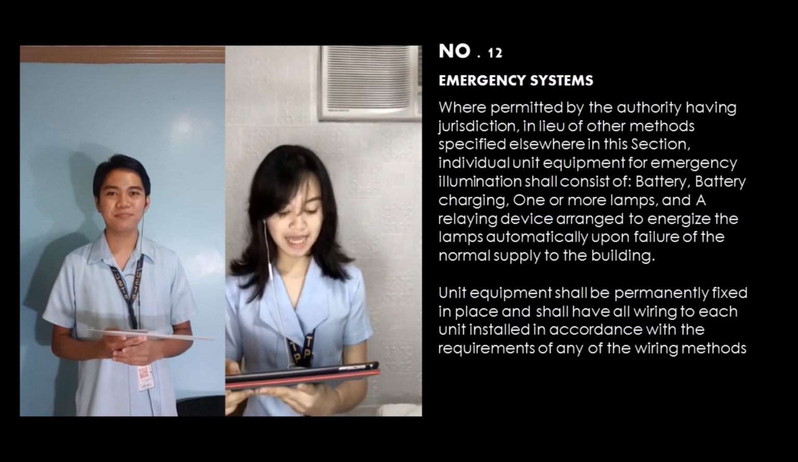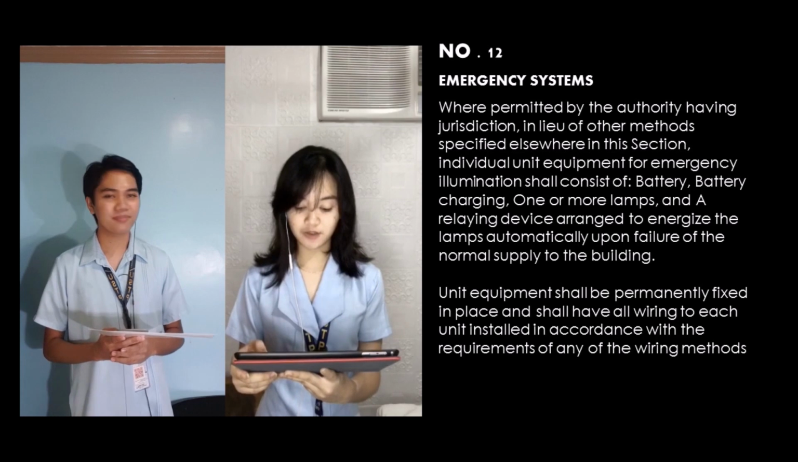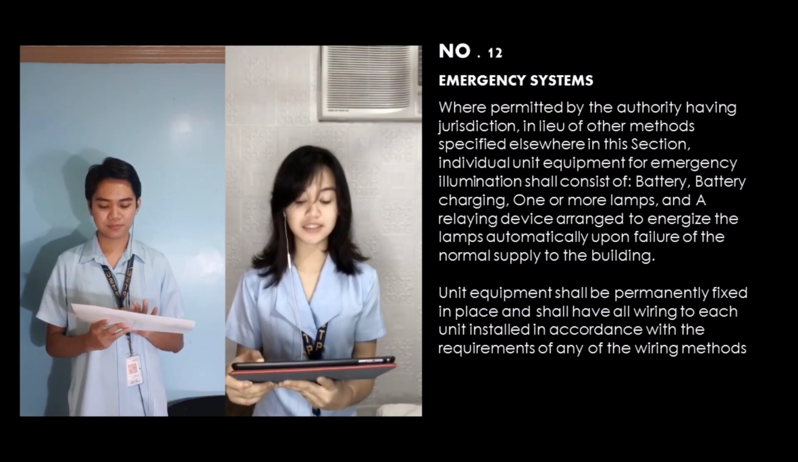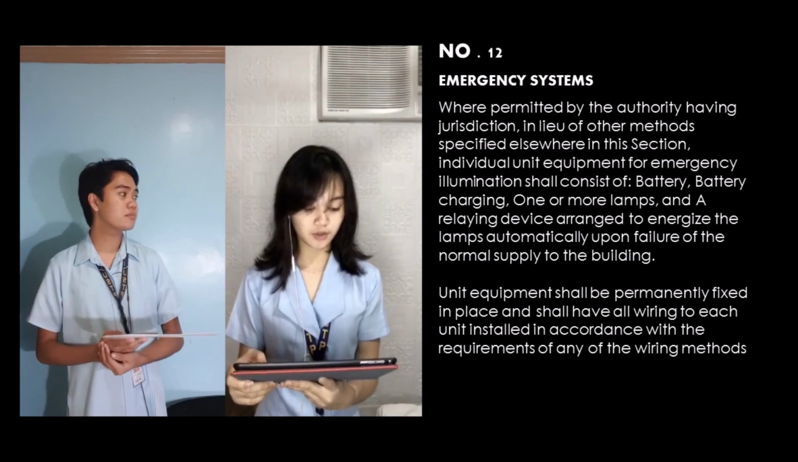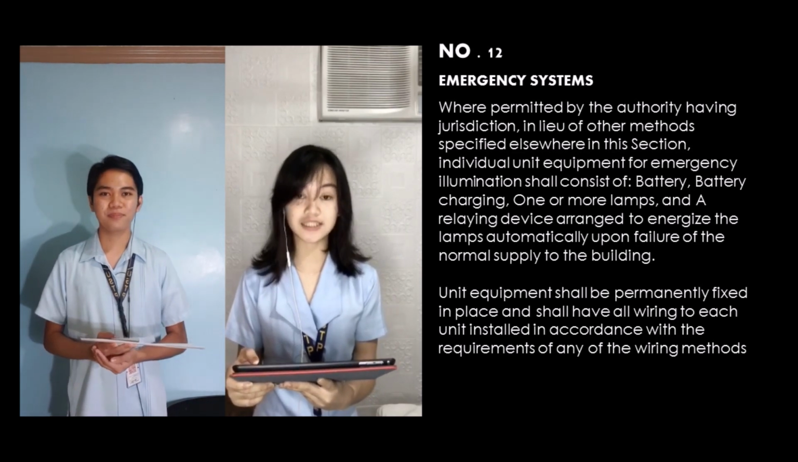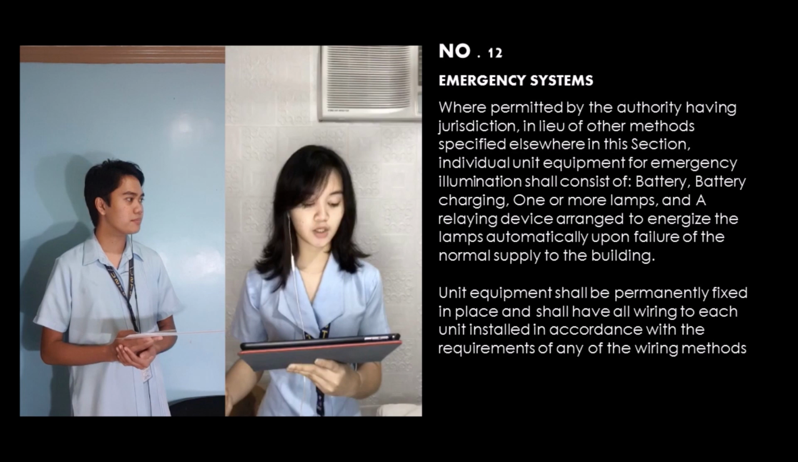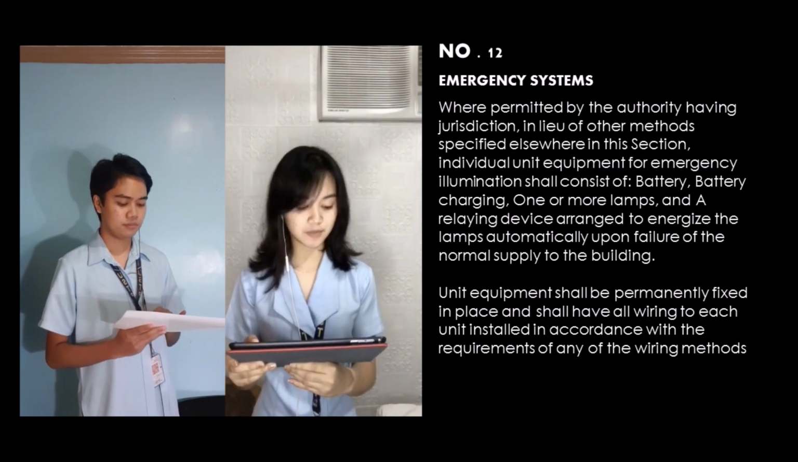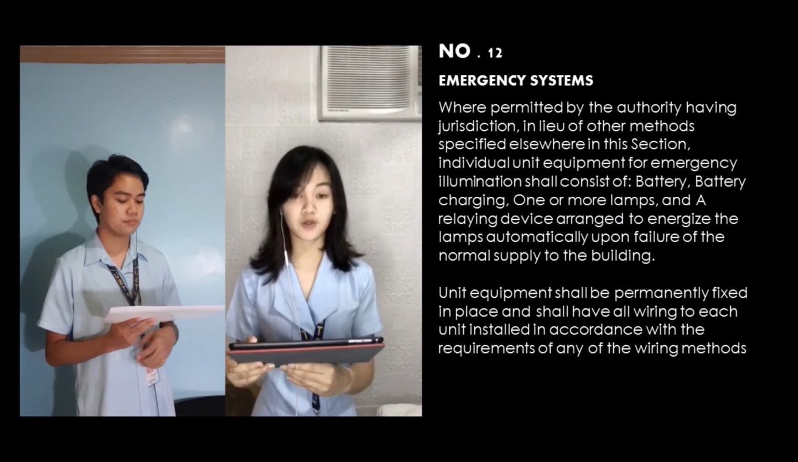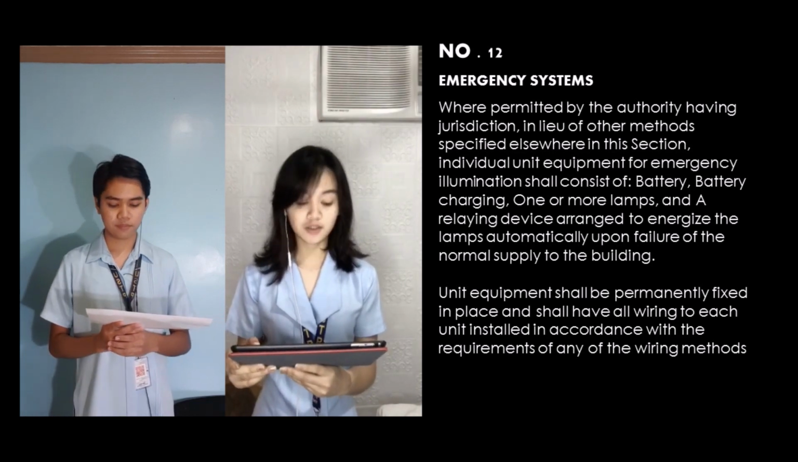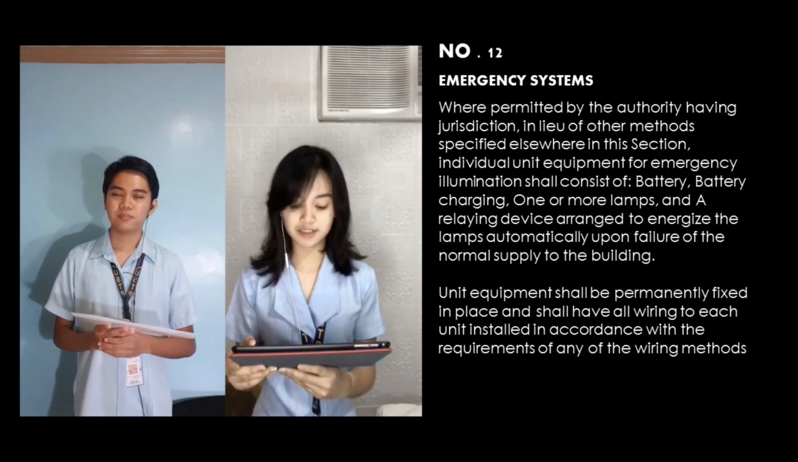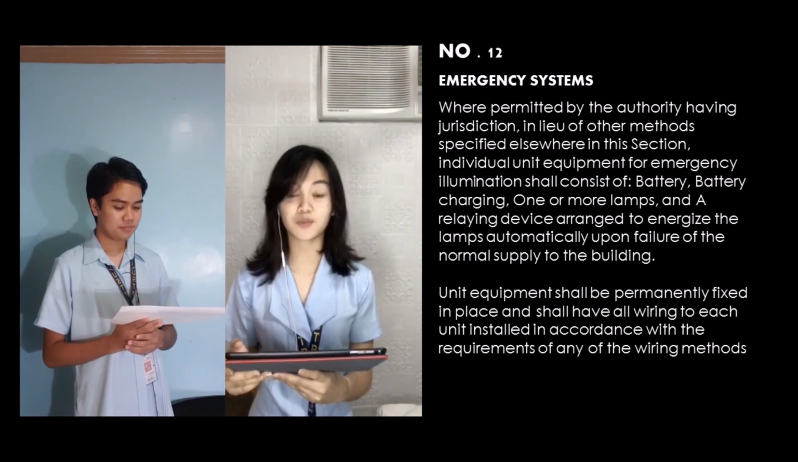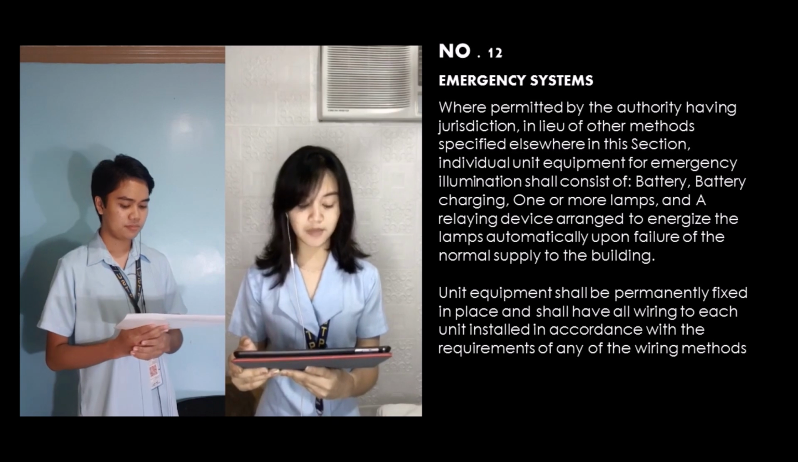Yes, Earl. And lastly, where permitted by the authority having jurisdiction in lieu of other methods specified elsewhere in this section, individual unit equipment for emergency illumination shall consist of a battery, charging means, one or more lamps, and a relaying device arranged to energize the lamps automatically upon the failure of the normal supply of the building. Unit equipment shall be permanently fixed in place and shall have all wiring to each unit installed in accordance with the requirements of any of the wiring methods.